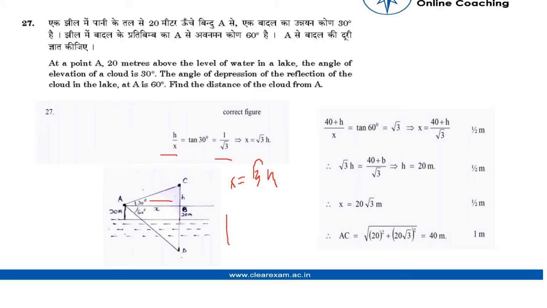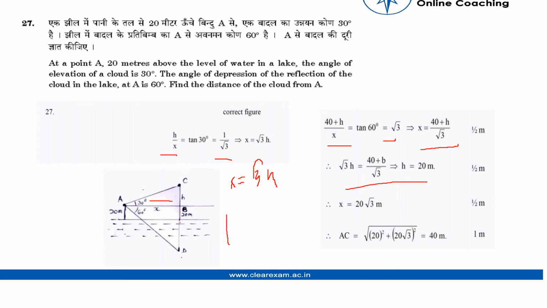So 40 plus h divided by x is equal to tan 60 degrees, and the value of tan 60 degrees is root 3. By solving, we get the value of x to be 40 plus h divided by root 3. Now to find h, we get root 3 h is equal to 40 plus h upon root 3.